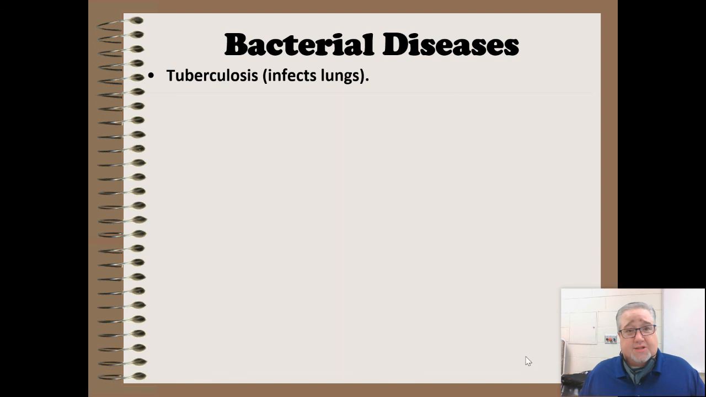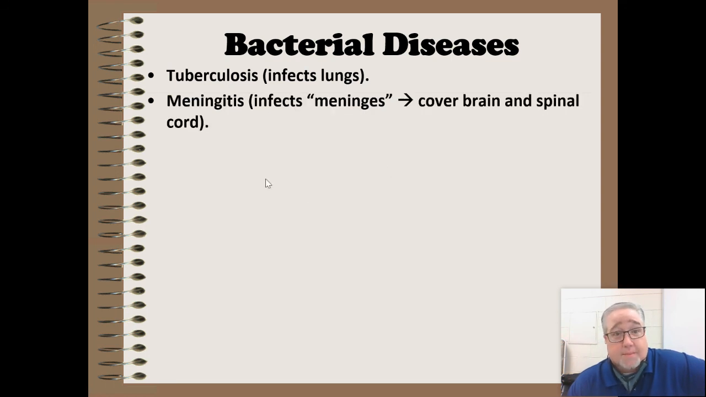All right, here's a list of just some of the, I'm not going to say common bacterial diseases. Some are common, some aren't, but some of these have historical impacts as well. Tuberculosis. We've talked about this one before, back when we watched the movie on evolution. This is one that infects the lungs. Meningitis. There's actually two different types of meningitis. There's bacterial meningitis. There's also viral meningitis.